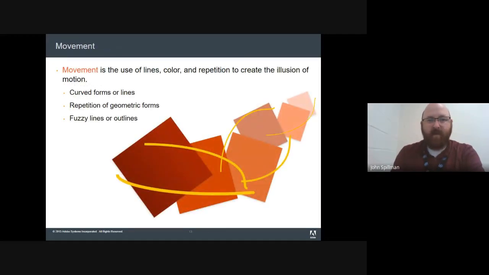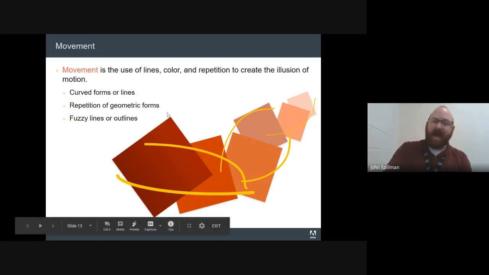So first off, let's look at movement. Movement is the use of lines, color, and repetition to create the illusion of motion. All right. So you can use curved forms or lines, repetition of geometric forms, fuzzy lines or outlines. Any type of form where you repeat that form is definitely a good example there.